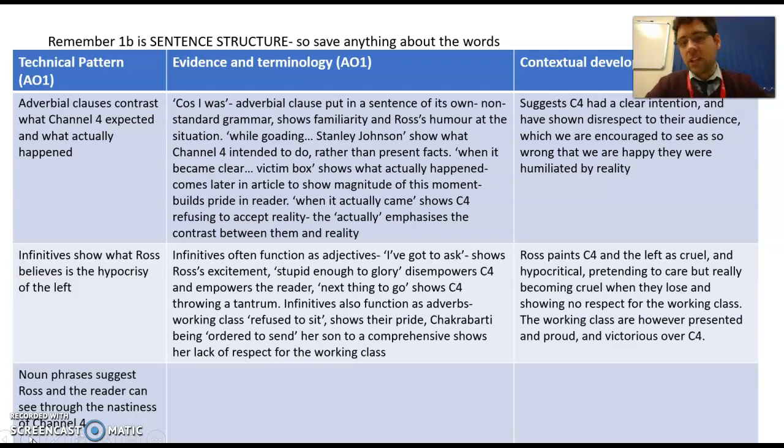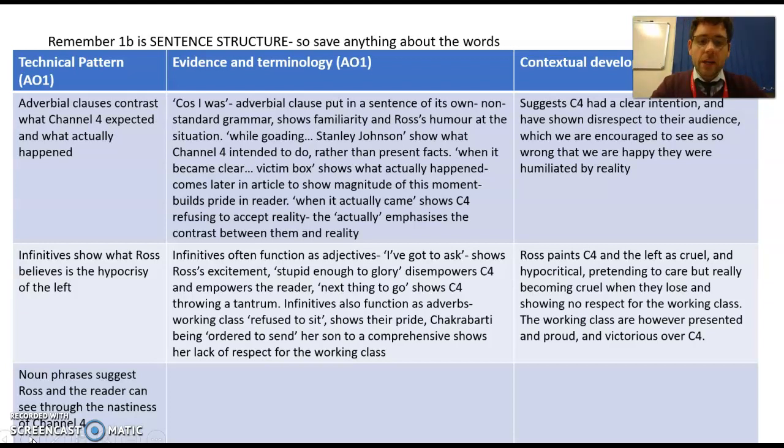He talks about the next thing to go. So that describes the thing that goes. So that is another infinitive that works like an adjective, showing that Channel 4 basically have thrown a tantrum. He says the next thing to go was civility. They stopped being polite because they lost their way. It shows they're having a bit of a tantrum.